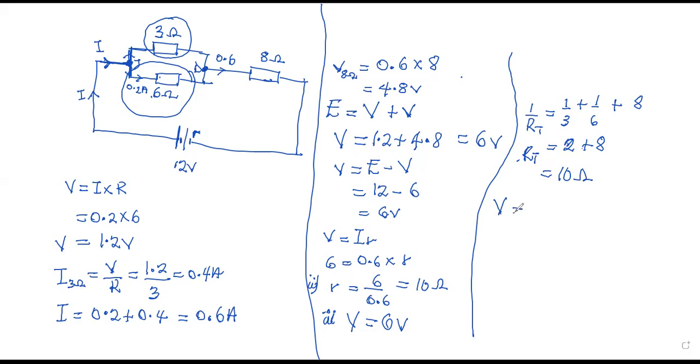Then the terminal voltage, which is I times R total, will be equal to 0.6 times 10. And this is 10 volts. I'm sorry, this is 6 volts. 6 volts, the same as what we had earlier. Okay. So this is the solution to the question.